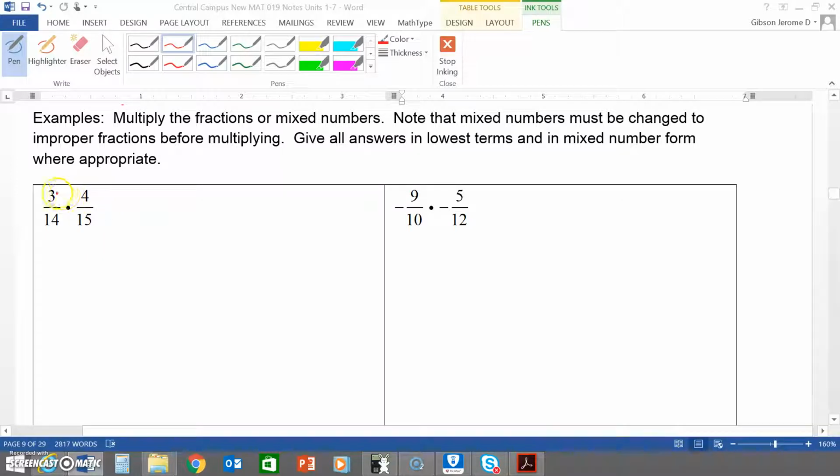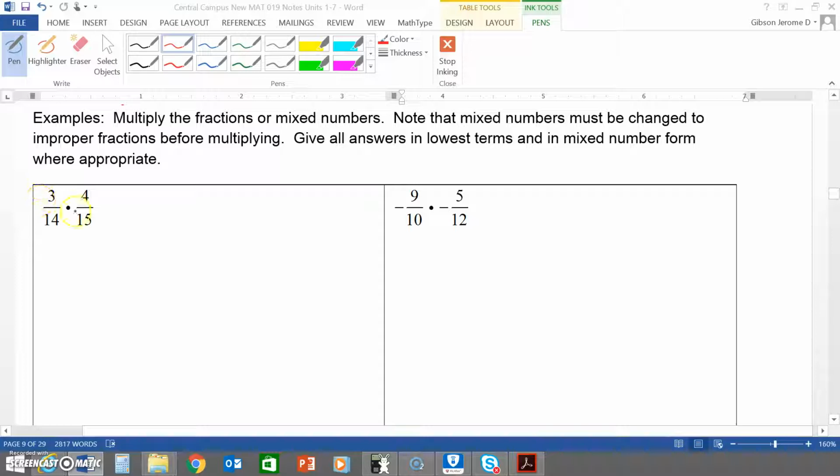So now look here. First of all, neither one of these are mixed numbers. And the directions do not tell you to write it as a mixed number. It just says where appropriate. And the instructor, well, I don't know if your instructor is telling you to write it as a mixed number. If they are, do it. If not, then you're free to write it as a fraction.